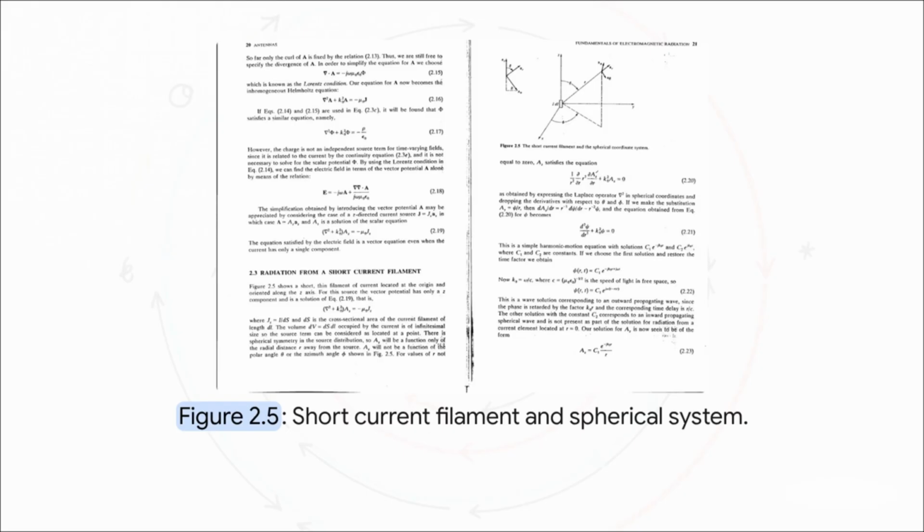Now, because radiation spreads outward in all directions, trying to map its effects using a standard Cartesian XYZ grid would just be a total nightmare. So instead, we use a spherical coordinate system. We rely on the radius r, the polar angle theta, and the azimuth angle phi.